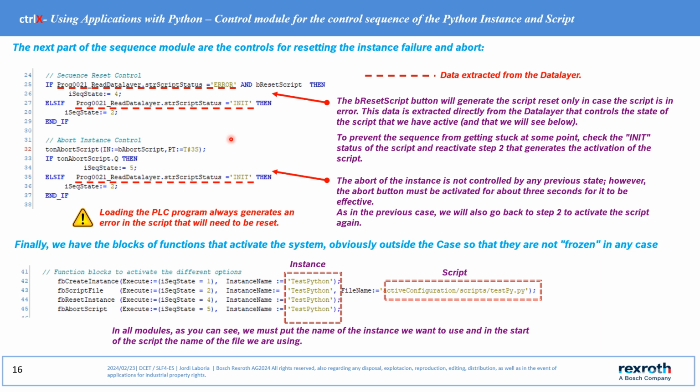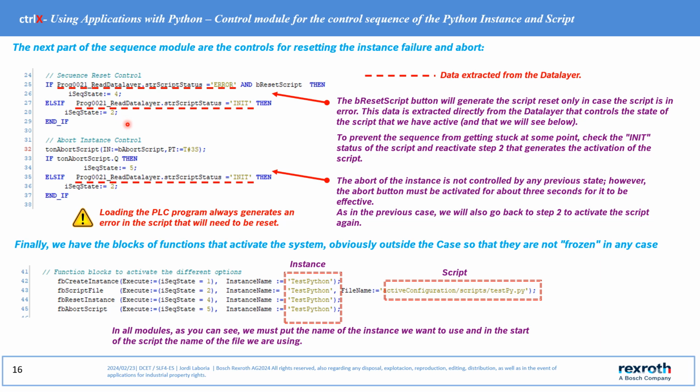In step 4 of the sequence, we can activate the reset of the script failures, as long as the script is in an error state, thus preventing us from resetting in another state, which would generate a problem in the application. After the reset and once the script goes to the init state, we activate the sequence step 2 again and we can start it again.